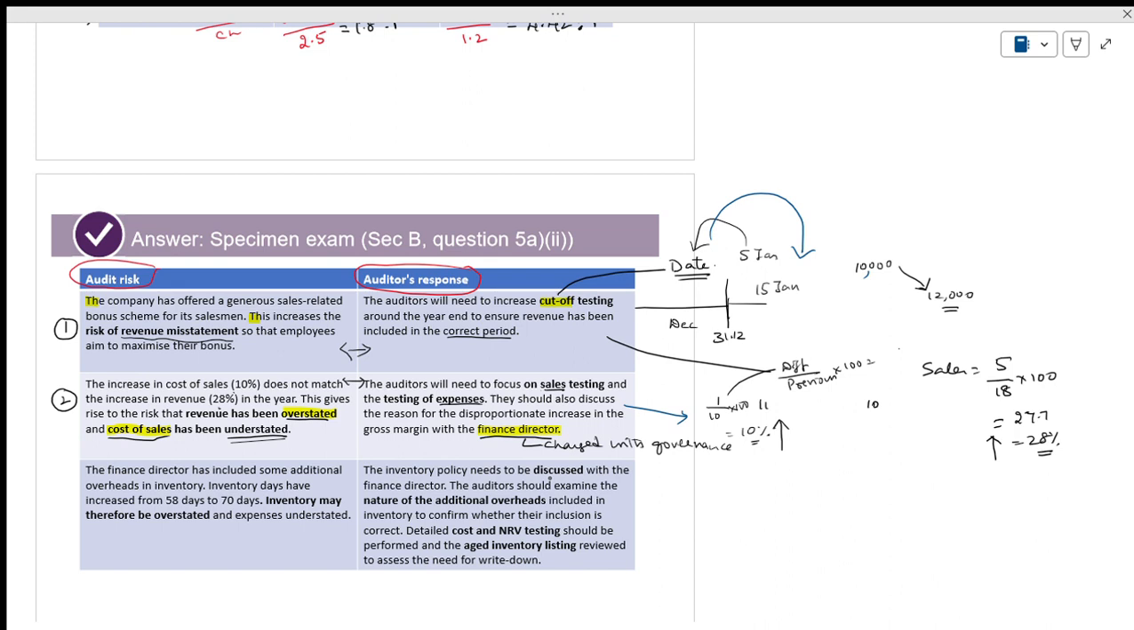Point number 3. Okay? Point number 3. If it is not completed, you tell me to stop. I will stop. Don't worry about that.